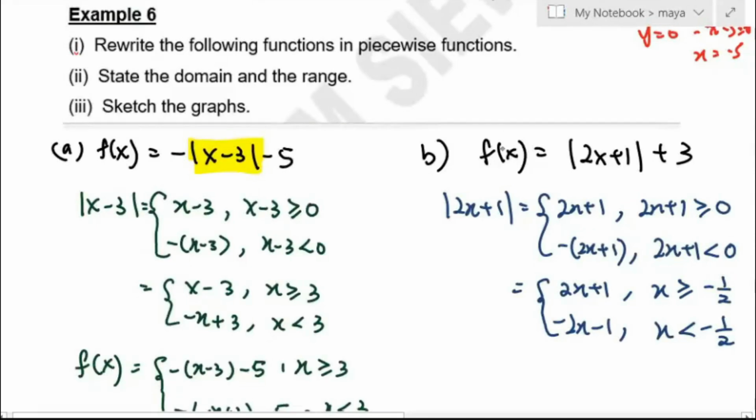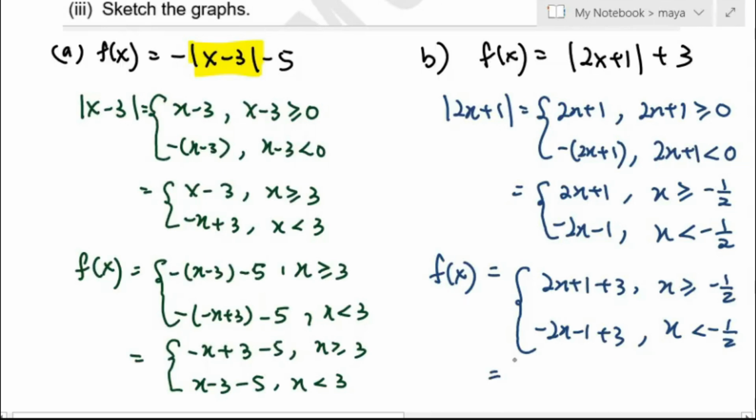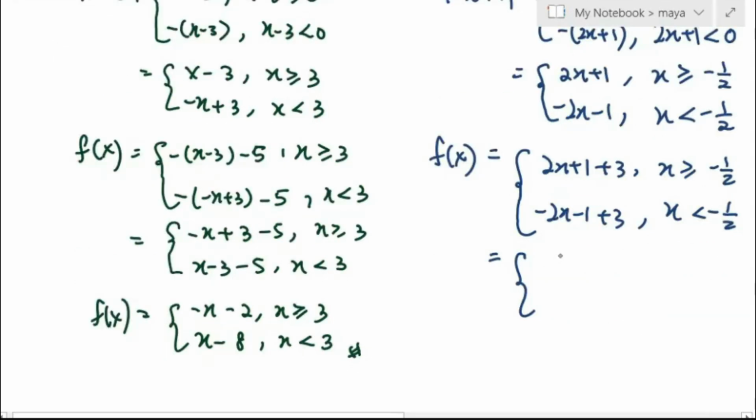Now you have to combine to complete the function. So for 2x plus 1, we will add 3 for x greater than or equal to negative 1 over 2. Then we will use negative 2x minus 1, plus 3, for the domain less than negative 1 over 2. So finally, we simplify it. Our function in piecewise form, in the simplest answer, will be 2x plus 4, where x is greater than or equal to negative half. And for the other part, negative 2x plus 2 for x less than negative 1 over 2.